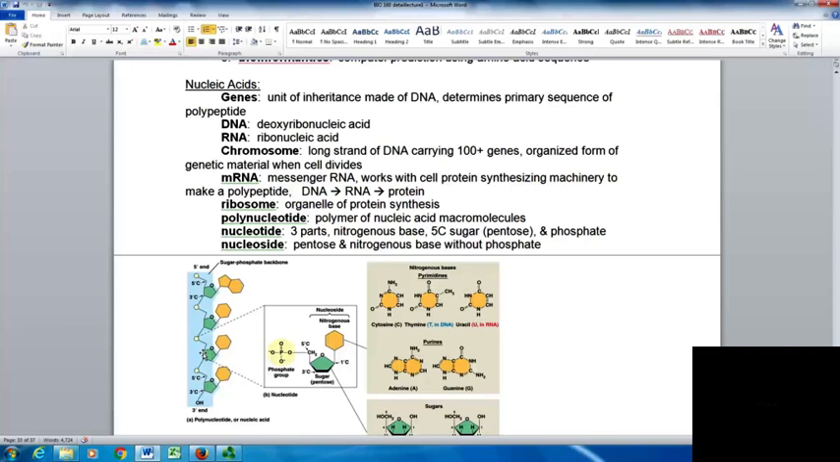Chromosomes are long strands of DNA. They're going to have 100 or more genes on them in most cases. It's the organized form of the genetic material when the cell divides. That is the only time you're going to see chromosomes, is when the cell is divided. Everything is packed up nice and tight, so this is not really a functional state for the cell. So that's why you would only see it during cell division.